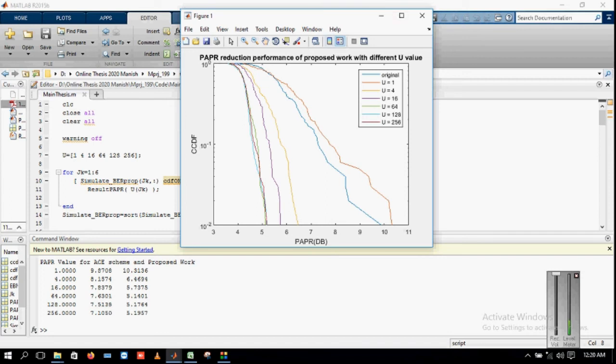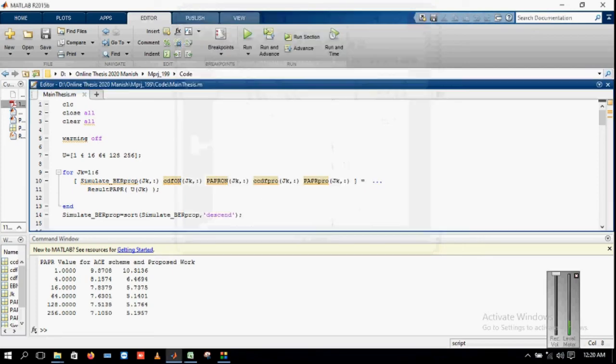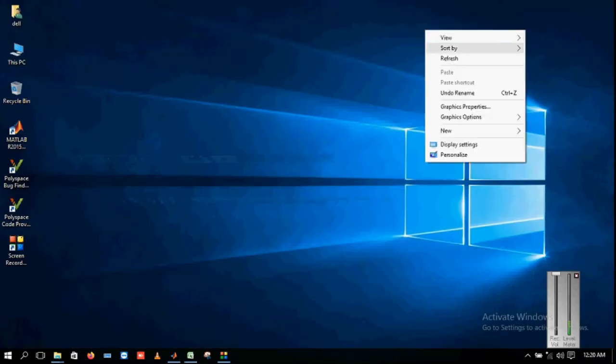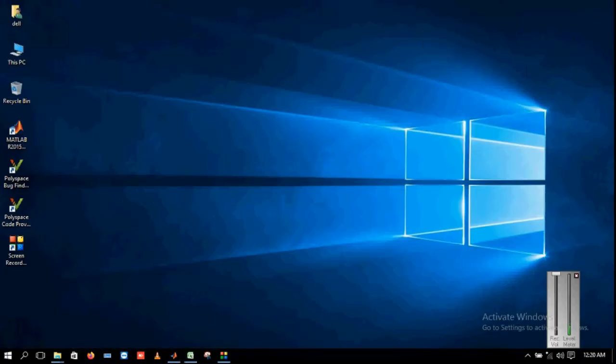The PAPR reduction technique is basically reducing the peak to average power ratio in the OFDM system, so the signal can be transmitted to the receiver end with a lower bit error rate, and the lower the bit error, the greater the signal strength and the more refined the signal. So this is the main objective for wireless communication.